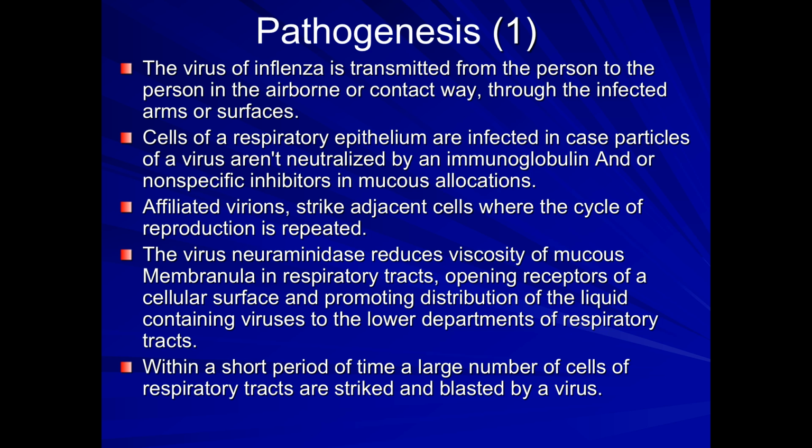Pathogenesis number 1. The influenza virus is transmitted from person to person by the airborne or contact way, through infected hands or surfaces. Cells of the respiratory epithelium are infected if particles of the virus aren't neutralized by immunoglobulin or non-specific inhibitors in mucus secretions.